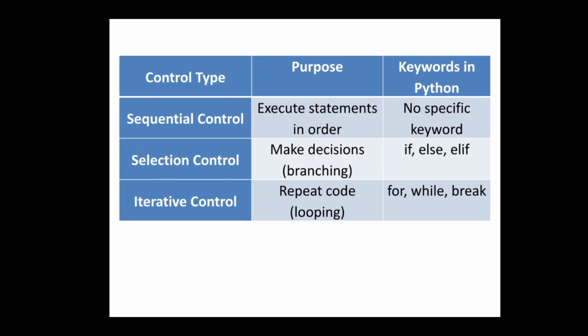Control type: sequential control. Purpose is to execute statements in order, and there is no specific keyword in Python. Control type: selection control. Purpose is to make decisions, that is branching. Keywords in Python are if, else, elif. Control type: iterative control. Purpose is to repeat code, that is looping. Keywords in Python are for, while, break, continue, etc.